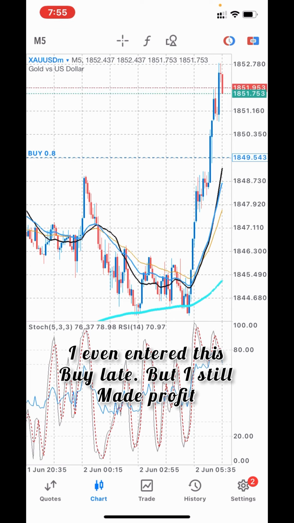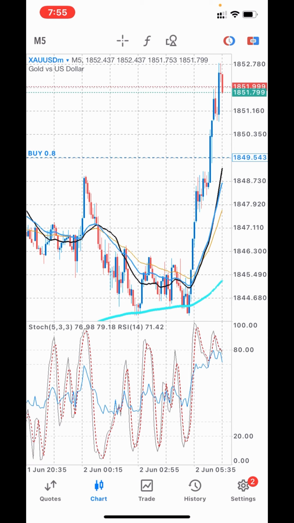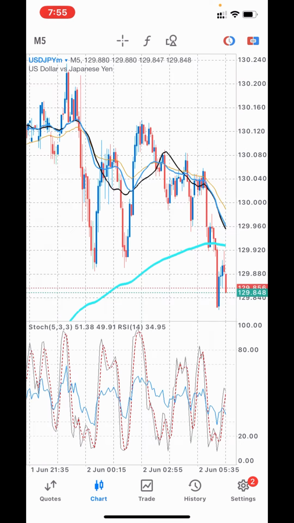That's what it has. If you check now, I entered a buy on XAUUSD and you can see I'm on profit. Now let me use another currency pair for example. Let me go to USD JPY. Oh, this is nice for a sell.